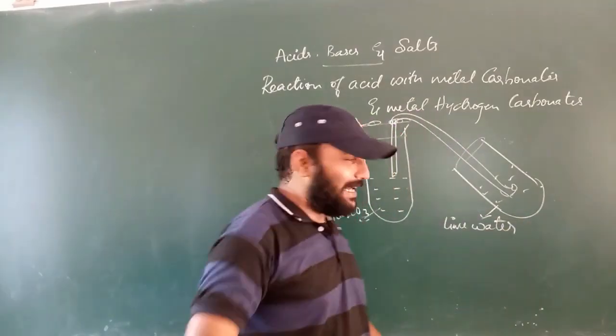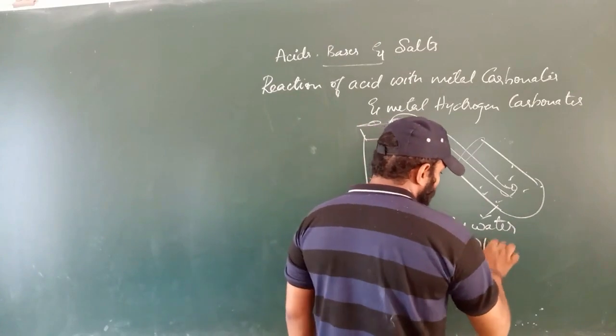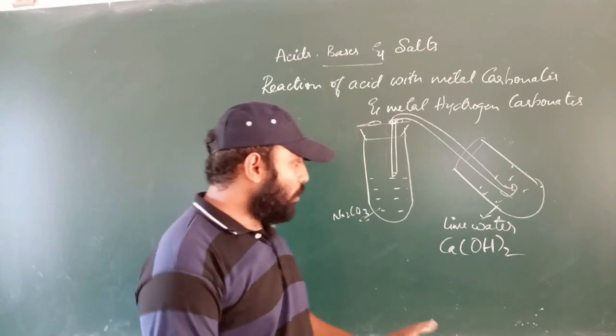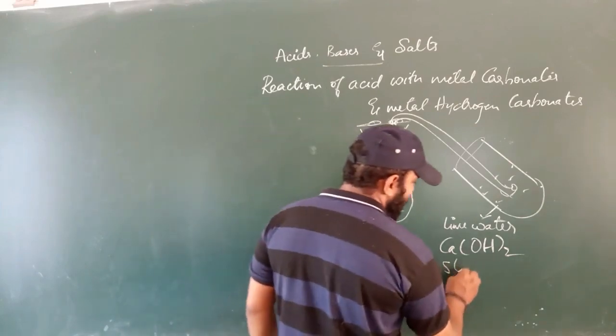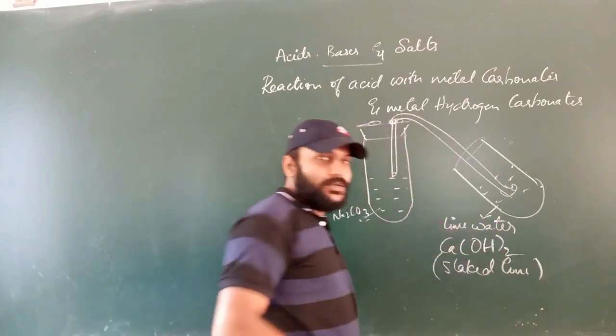It's not lemon water, it's lime water. Lime water means what? It is called as what? Calcium hydroxide, Ca(OH)2. It is also called as slaked lime. Understood what I have done here?